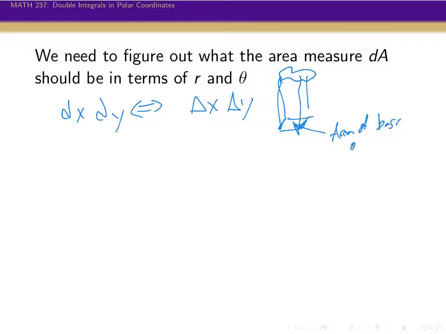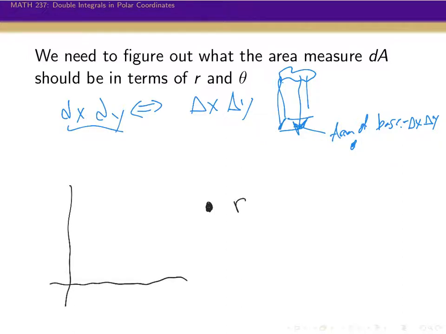So the area of the base equals delta x times delta y, and then when we took the limits, that's how it got converted into dx dy. Okay, so we have to think about what little bits of area are going to mean in terms of r and theta. So let's put our axes right here.